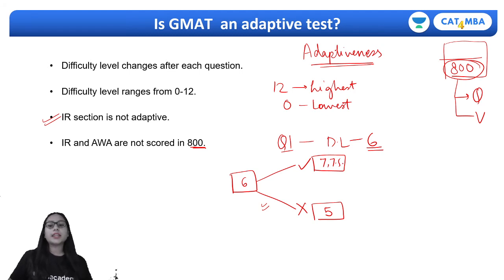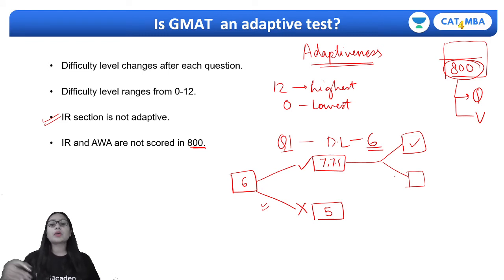Again, if the next question that you have answered is correct, the difficulty level will increase. If you have answered incorrectly, the difficulty level will decrease. So this is how the question adapts itself. The next question that is going to come on your screen will adapt itself according to your performance on the previous question. I hope this feature of the GMAT exam is clear. This is applicable to the quant section and the verbal section only.